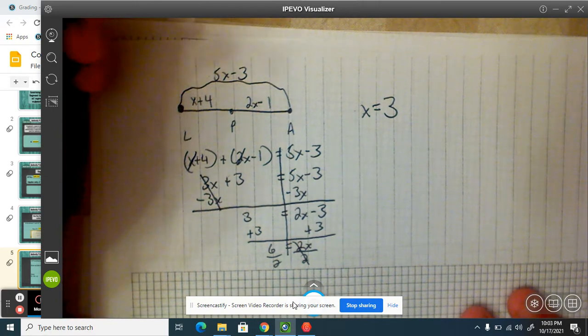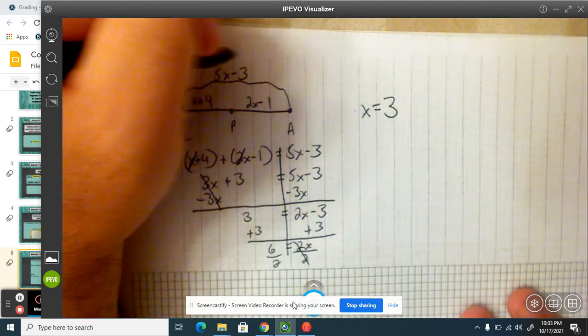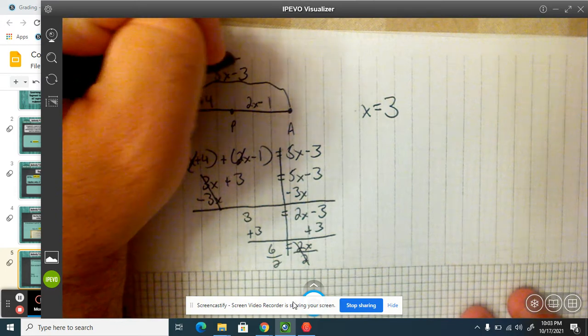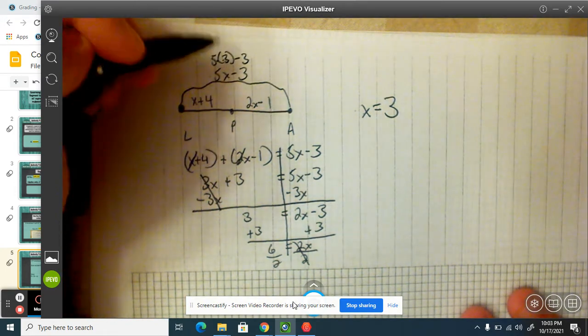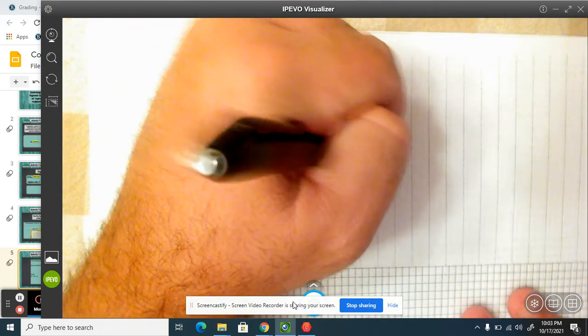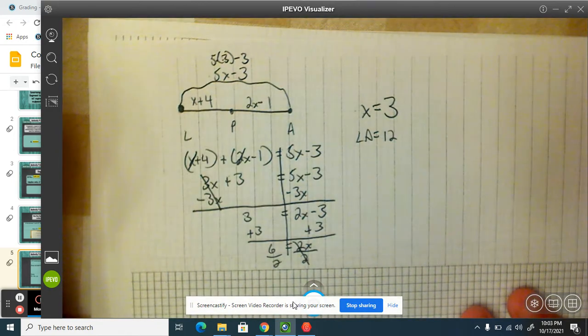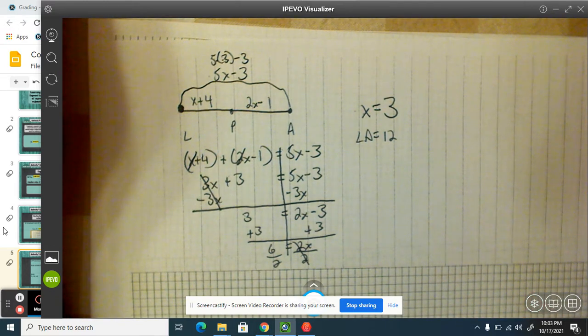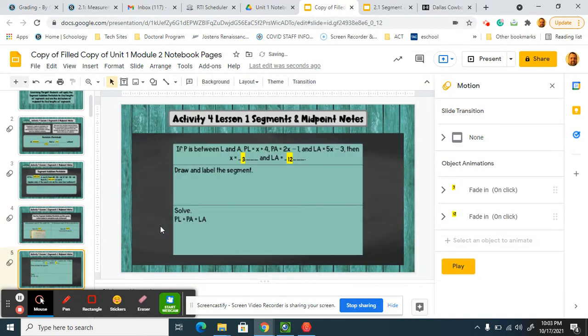Well, LA is 5x minus 3, so I'm going to substitute that in. 5 times 3 minus 3. So 5 times 3 is 15. 15 minus 3 is 12. So LA equals 12. Okay. So be sure and take a picture again. We're going to add that. I would just add that into the whole thing down here. You don't even really have to put x equals 3 or LA equals 12, because I would just cover it up completely.